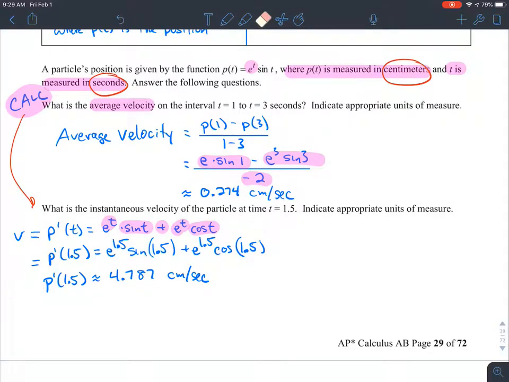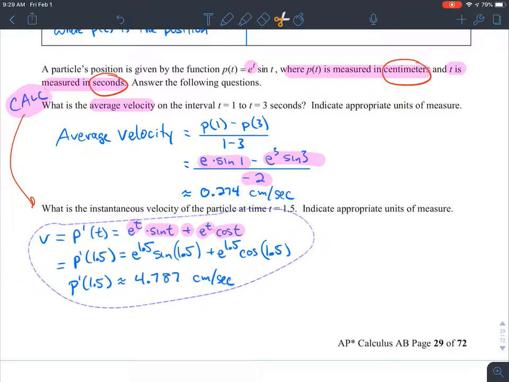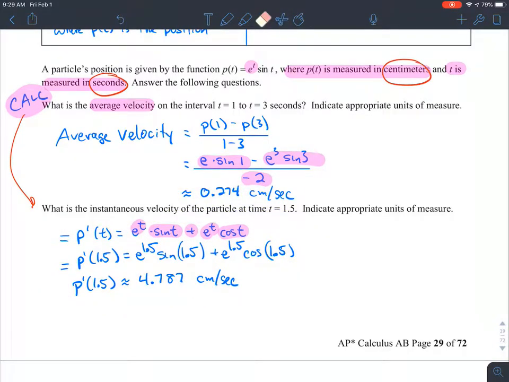Let me be a little more specific here. My apologies. This is v of t. This is v of 1.5.